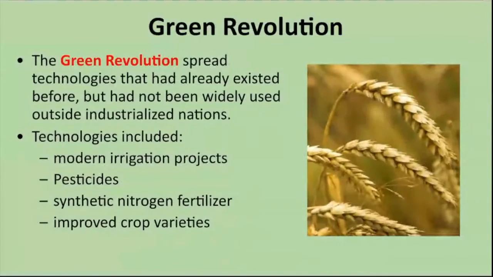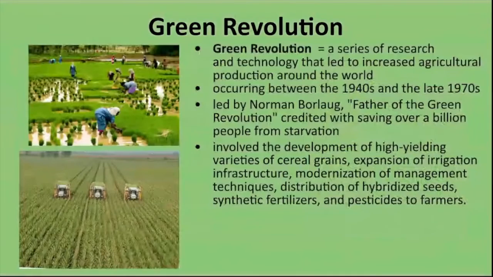sea? The Green Revolution spread technologies that already existed before, but had not yet been widely used outside industrialized nations. It increased the accessibility of these technologies, like modern irrigation projects, pesticides, synthetic nitrogen fertilizer to grow more food faster, bigger, improved crop varieties, okay? It was a series of research and technology implementation that led to increased agricultural production around the world. Right between the 1940s to the late 1970s, and it peaked like 1955, 1965, absolute agricultural explosion.